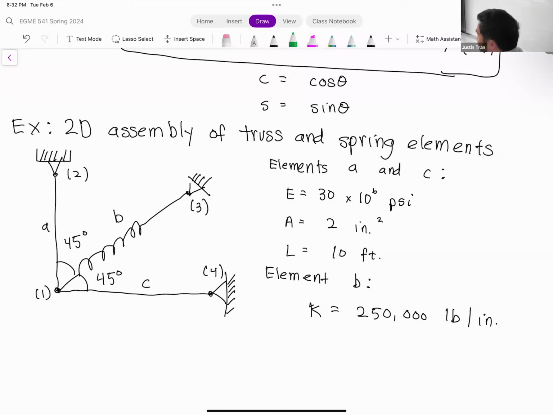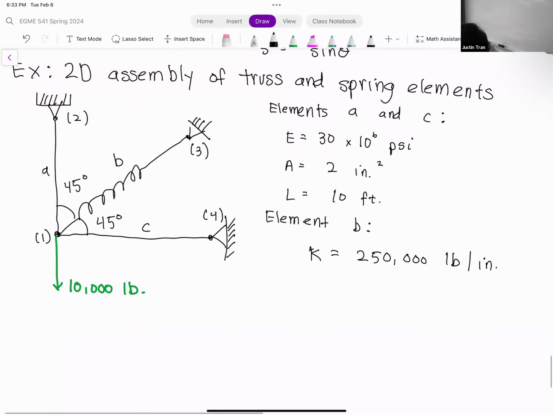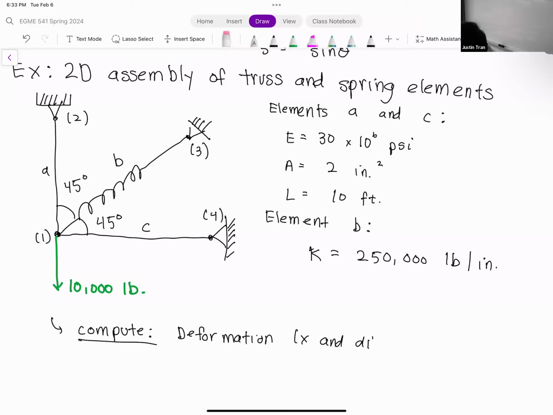Based on the drawing that we have here, we can see that nodes 2, 3, and 4 are all fixed to the walls. And so we need a force here. We're going to say that we have a downward force of 10,000 pounds being applied on node 1. And in this problem, we want to compute... Well, we know ahead of time that nodes 2, 3, and 4 are all fixed, and so the only node here that's free is node 1. So let's compute the deformation in the X and Y directions of node 1.